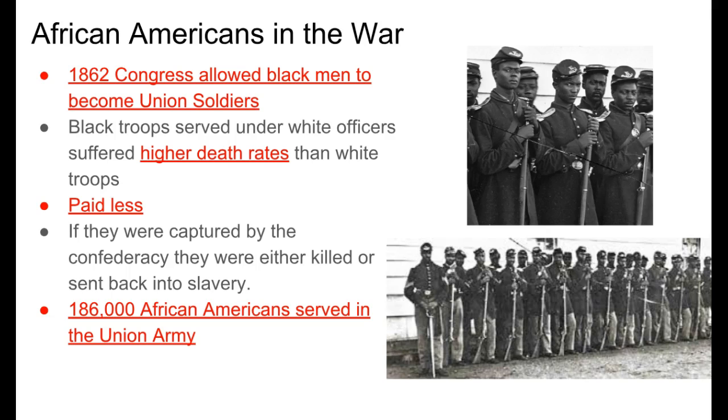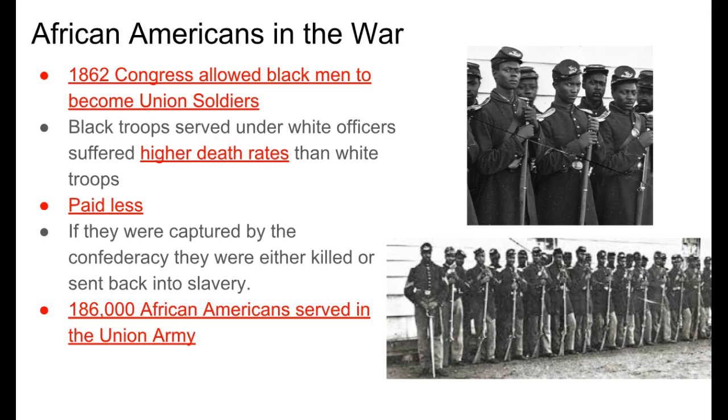African Americans were a big part of the war itself. In 1862, Congress allowed black men to become Union soldiers. This was much to the persuasion of Frederick Douglass to Abraham Lincoln to allow this to happen. Black troops typically served under white officers and therefore suffered higher death rates than white troops. Again, they were infantry. They were put into battle.